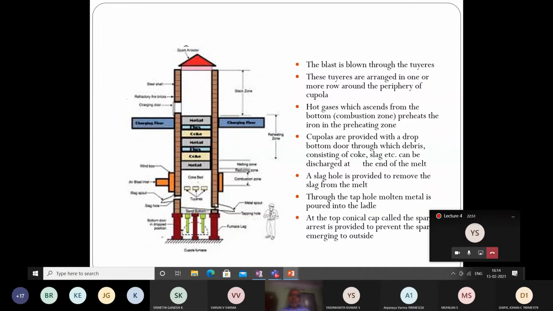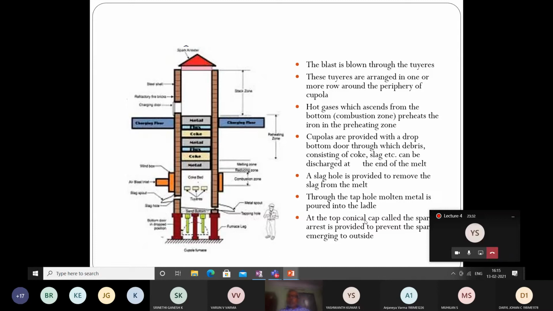So this tapping hole is for taking out the molten metal, and this slag hole, basically during melting some impurities will be at the top. That's why the slag hole is at a higher level. Why is the slag hole at a higher level? Because on the molten metal at the top there will be some impurities due to coke, flux and other things. They will be on the top, so they should not be allowed to go along with the molten metal. They have to be taken out first. So the slag will be taken out through the slag hole, which is at a higher level, whereas the molten metal is taken down from the tapping hole. Through the tap hole, the molten metal is poured into the ladle.